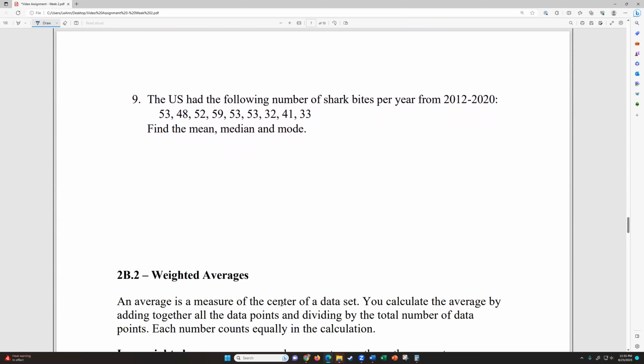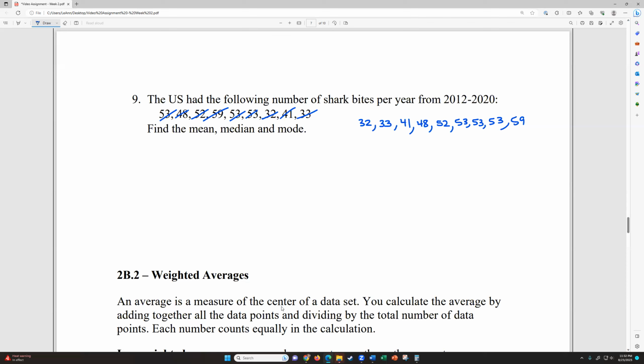Okay, so let's try one together. I'm going to first list these in order from least to greatest. The smallest number I see is 32. So I'm just going to rewrite them. I do have another 30. I have a 33. I don't have any more 30s. I have a 41. I have a 48. I have a 52 next in terms of least to greatest. I have 3 53s, so I need to make sure I write all 3 of those. 1, 2, 3. And then I have a 59. So that's all of my numbers.